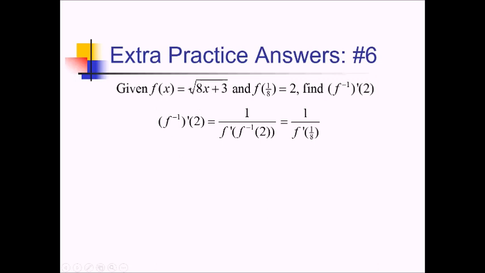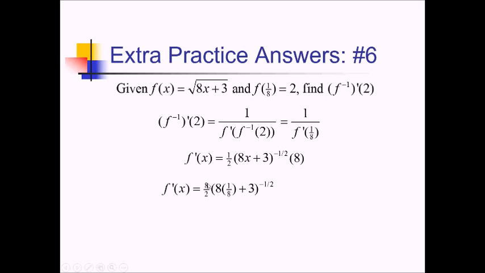This is really initially 8x plus 3 to the 1/2 power. So that derivative is going to be 1/2 times 8x plus 3 to the negative 1/2, multiplied by the inner function's derivative, which was 8. And now plugging in 1/8, I can write 8/2 times 8 times 1/8 plus 3 to the negative 1/2. Let's simplify this. These 8's inside here cancel. So this is really 1 plus 3.